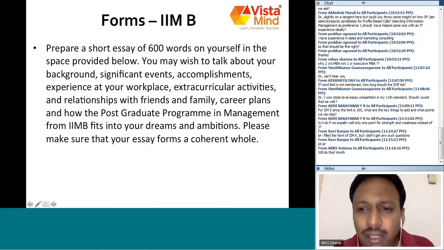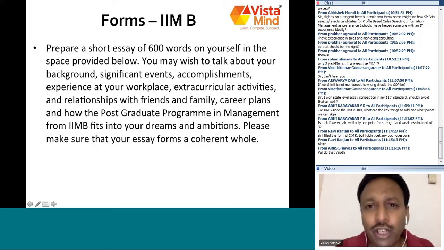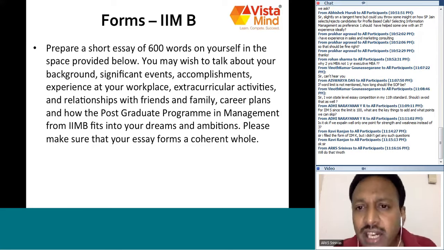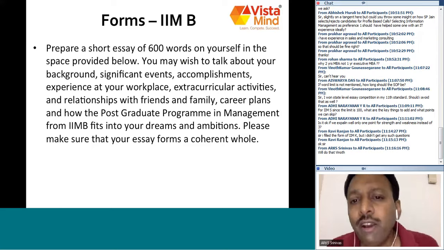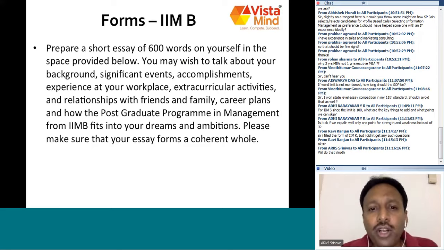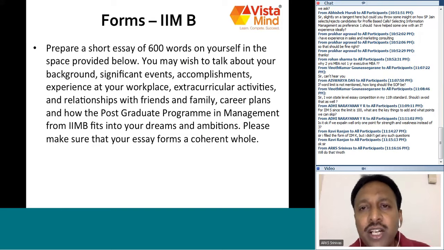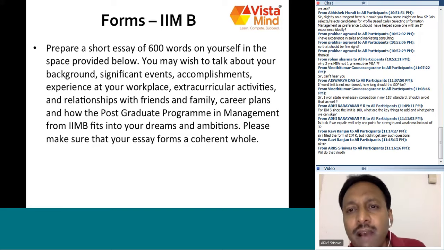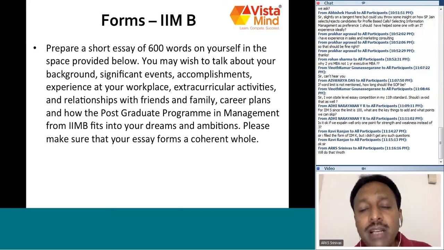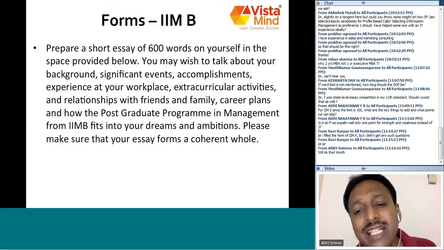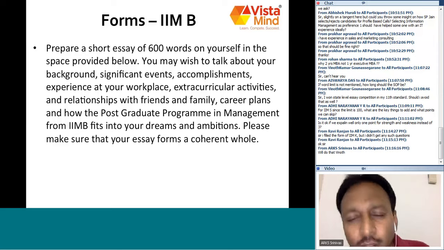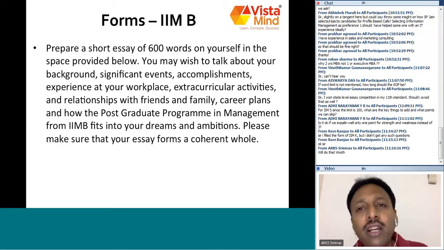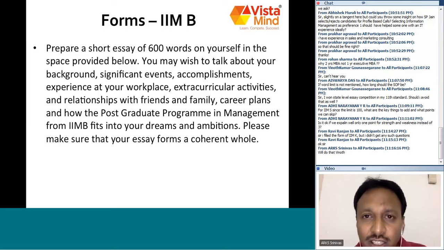IIM Bangalore is very simple. This is exactly what I've told you till now. Prepare a short essay of 600 words on yourself in the space provided. You may wish to talk about your background, your significant achievements, your accomplishments, experience at work, extracurricular activities, relationship with your parents and friends and family, plans and how PGPM of IIM Bangalore fits into your dreams and ambitions. Please make sure that your essay forms a coherent whole. In fact, that's exactly what I said about a SOP. Start working on it right away, so that you are ready for the SOP.